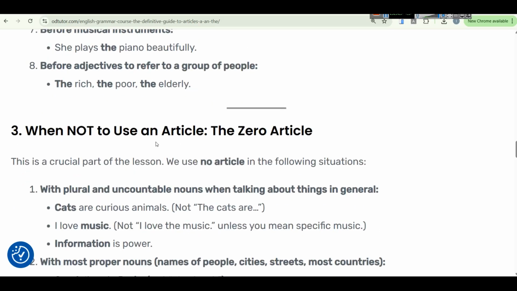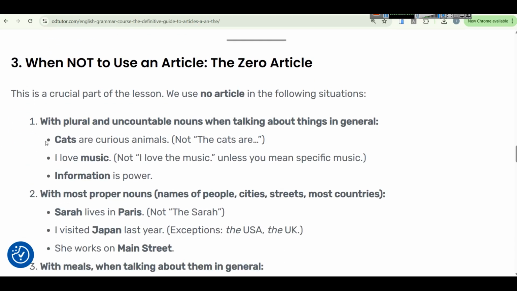When not to use an article, that is the zero article. This is a crucial part of the lesson. We use no article in the following situations. With plural and uncountable nouns when talking about things in general. Cats are curious animals, not the cats are. So with plural and uncountable nouns, when talking about things in general, we don't use an article.